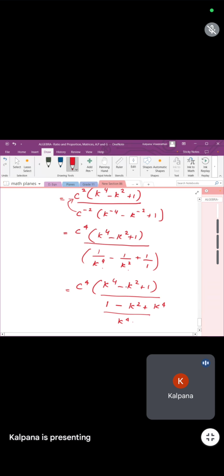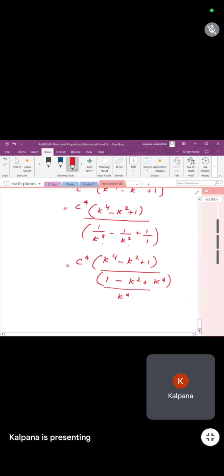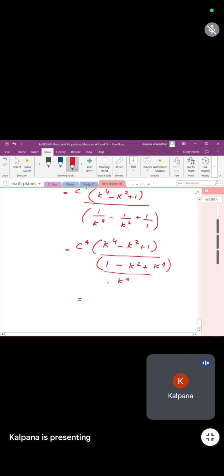Now you can see this part. This denominator we can take to the numerator. So C power 4, K power 4, and look at these two terms: K power 4 minus K square plus 1, and here also 1 minus K square plus K power 4. These two terms will get cancelled. So this goes to the numerator as K power 4. So we are getting C power 4 K power 4, which is nothing but CK the whole power 4, which is nothing but your B power 4, your RHS.